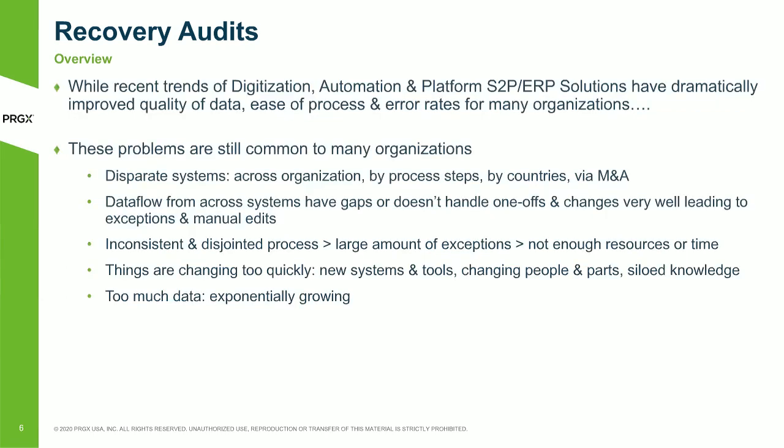So then, with the recent trends of digitization, automation, lots of platform solutions around ERP and S2P, why are there still so many errors? And I think we all know the answer to this. Although all of these trends have really made our lives easier, the quality of data has improved, the process becomes easier every day, and you have firms throwing RPA at automated tasks and making sure that selective AI and machine learning components are improving how we do things.